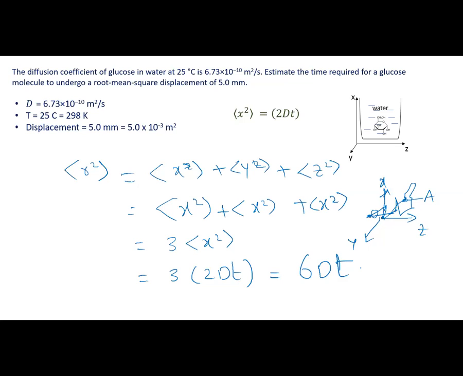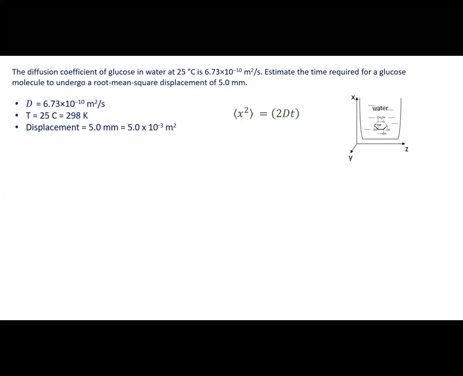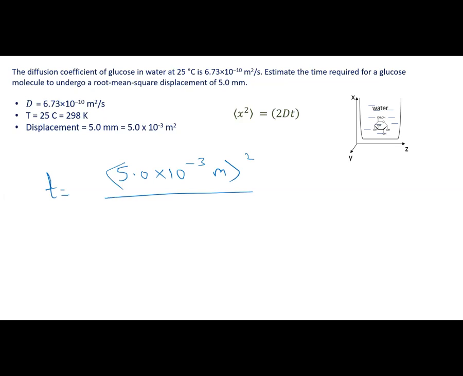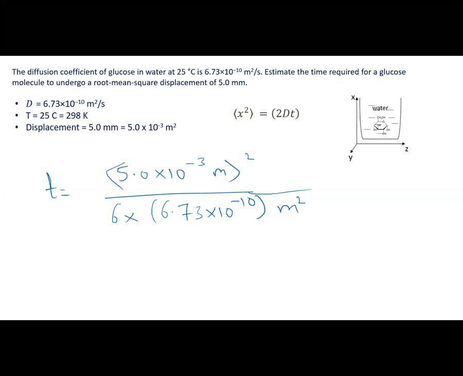So what's given here? What we need to find is the time. We know the root mean square displacement is 5 millimeters. So to calculate t, it's going to be r squared over 6D. Let's do this math real quick. t is equal to r squared, which is 5.0 times 10 power negative 3, that's just the displacement so we need to square it, divided by the diffusion coefficient, 6 times 6.73 times 10 power negative 10, again in meters squared per second. If you solve this, you should get the answer as 6.2 times 10 power 3 seconds.